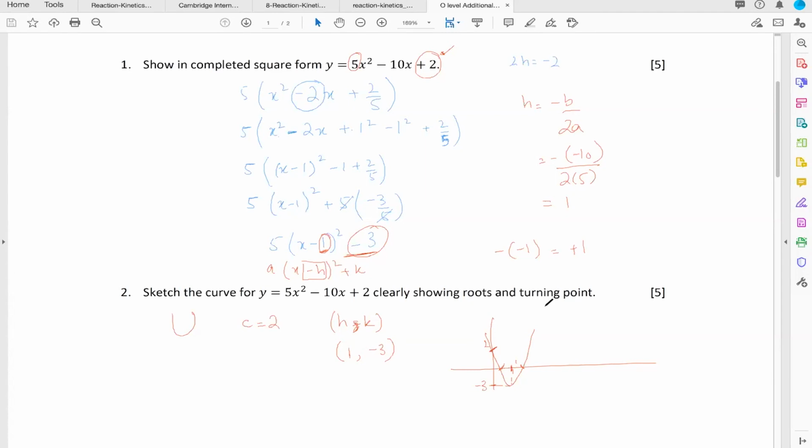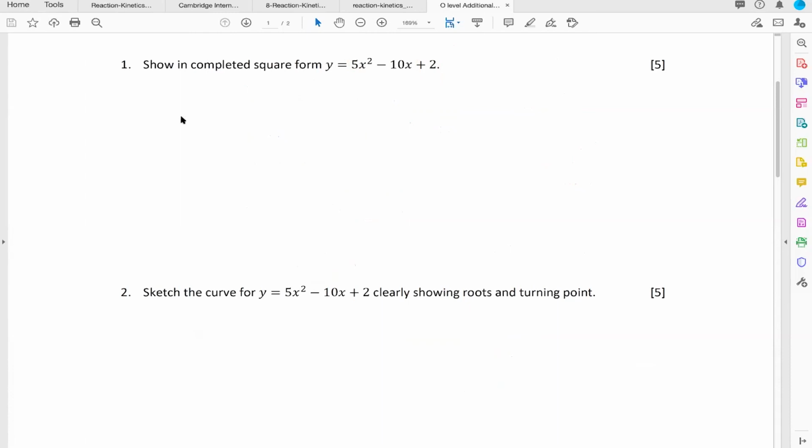Sir, I asked where on the graph do we plot h and k? The x value is h for the turning point and the y value is k. The turning point is what the vertex is, or what (h, k) is. Okay, the x values, the roots, we don't know yet. Yes, that's true. But we can find that out using the quadratic formula or something.